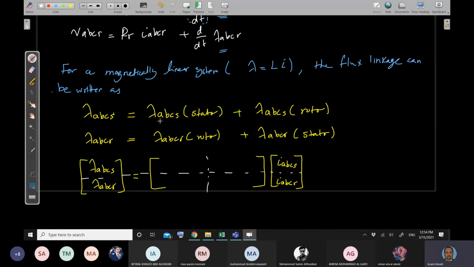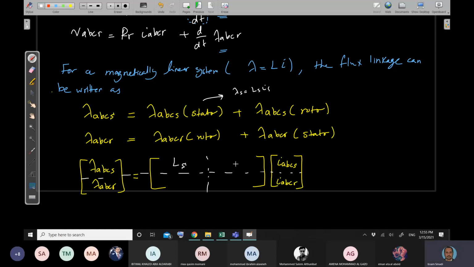So the first one here, which is the lambda ABCS, due to the stator, which means that if I need to calculate this one, do you remember? This will be LS, which equals LS IS. Yeah, so this will be the LS.